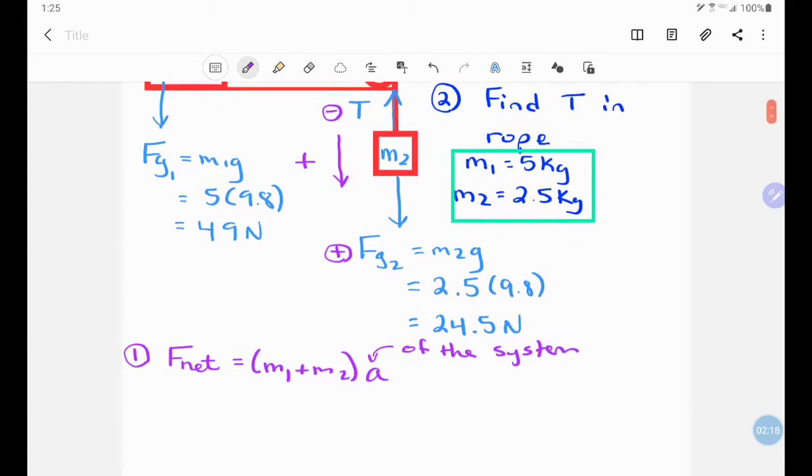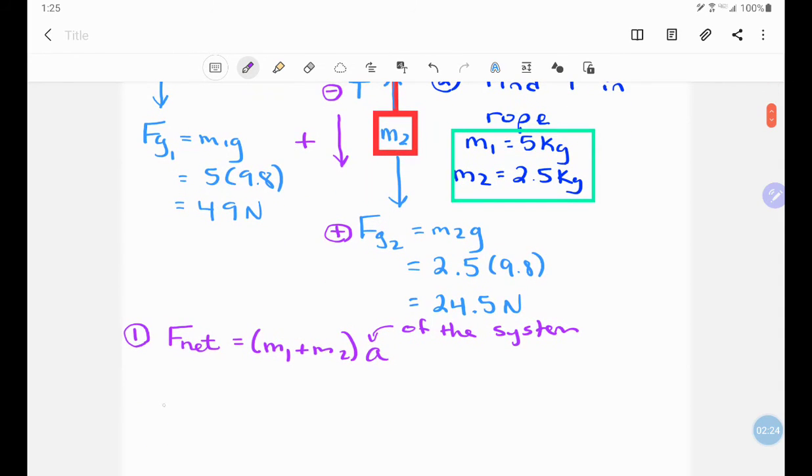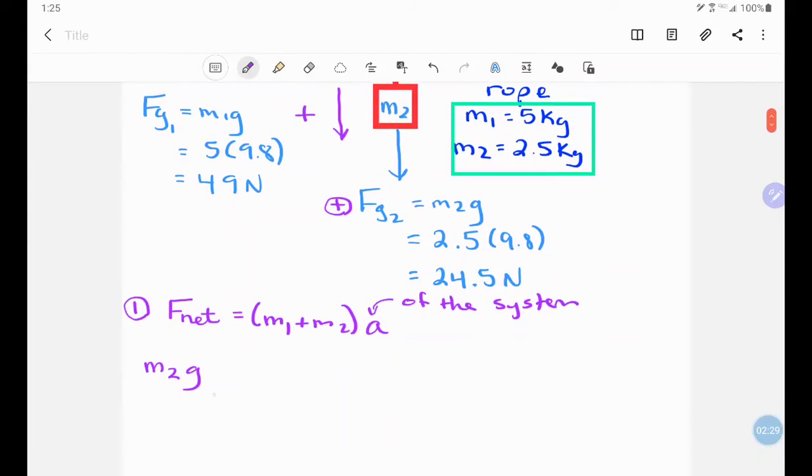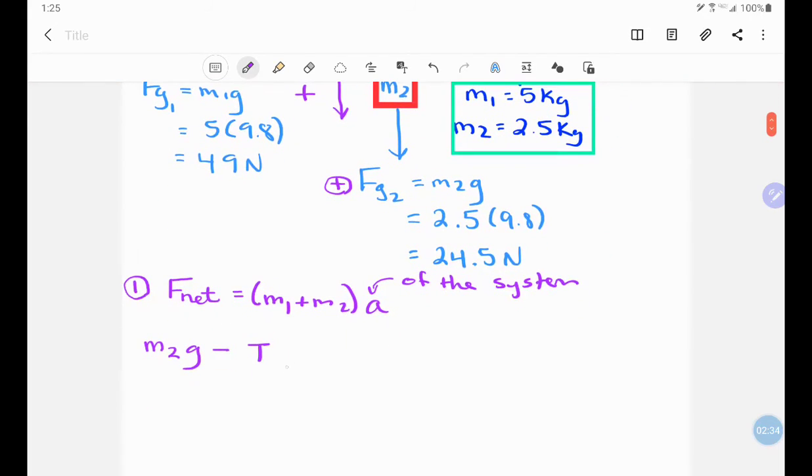All right, so if we start with mass 2, we have m2g, which is positive. And then we have tension, which is negative. And then if we flip over to mass 1, we have tension, which is positive. So tension drops out, and it will always drop out of the F net for the system equation. So I get acceleration as m2g over m1 plus m2.